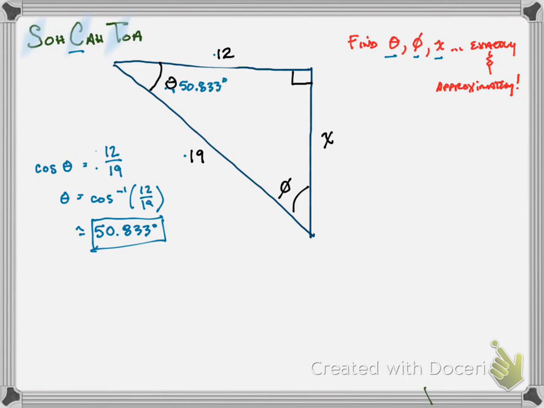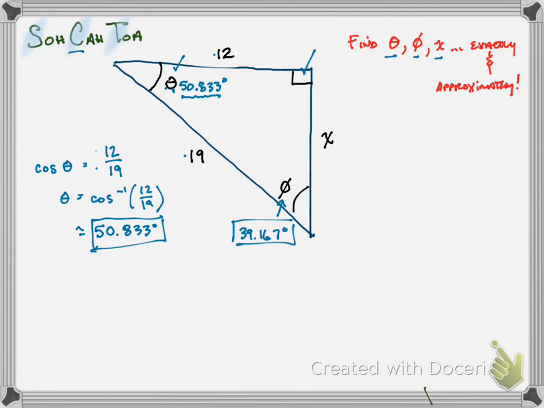Now, because this is a right triangle, we've already accounted for 90 degrees and another 50.833 degrees. We can find phi by subtracting 50.833 from 90. And what I should have said is, remember, all three angles of a triangle add to 180. So if I take 90 and subtract my previous answer, I'm going to get about 39.167 degrees if I'm rounding to three places. So phi is approximately 39.167.